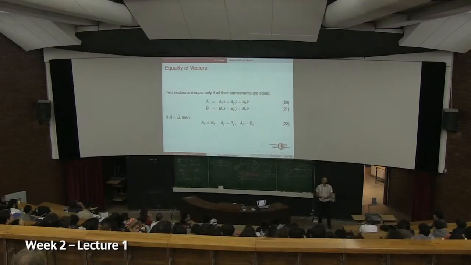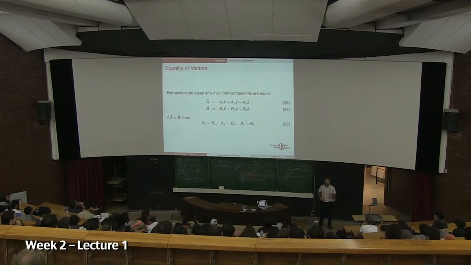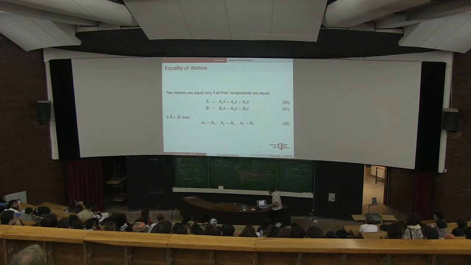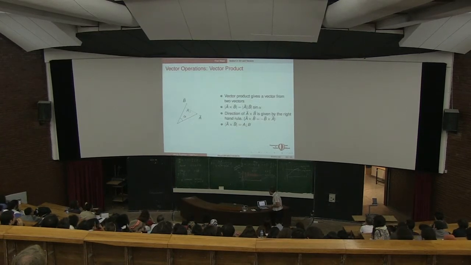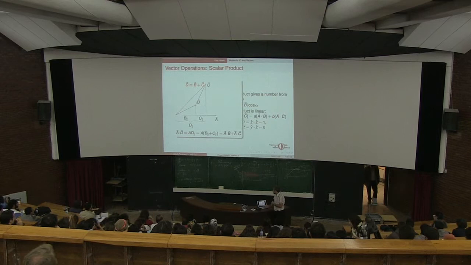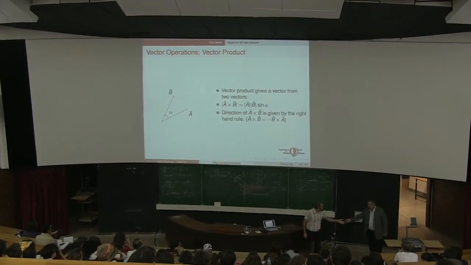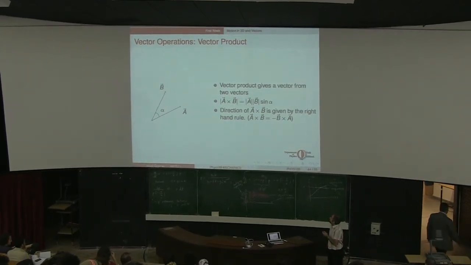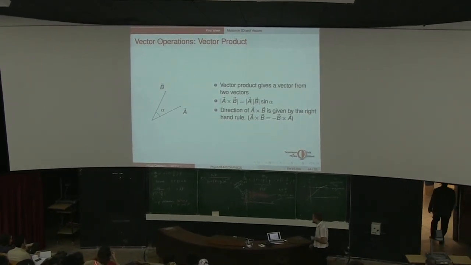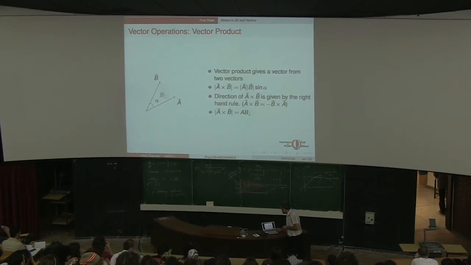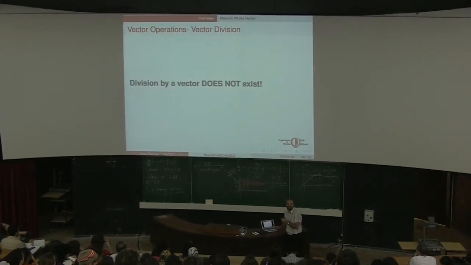So any questions before we start? In the last week, we kind of rushed over the vectors. We did the scalar product, the vector product. You had a homework in which you had to do some scalar multiplication and vector multiplications. And vector division doesn't exist.